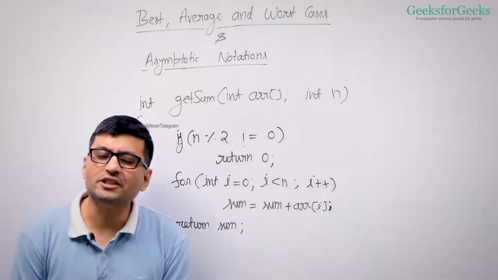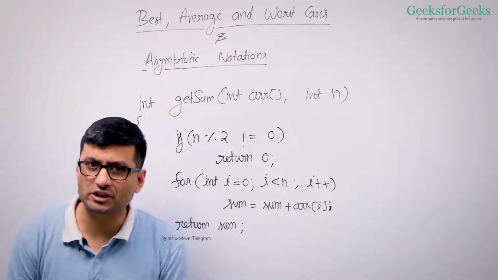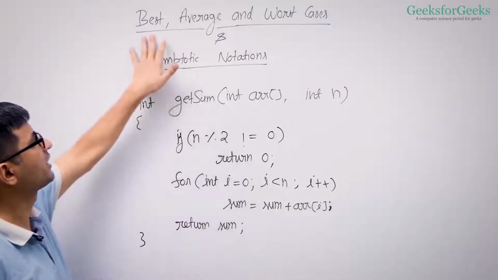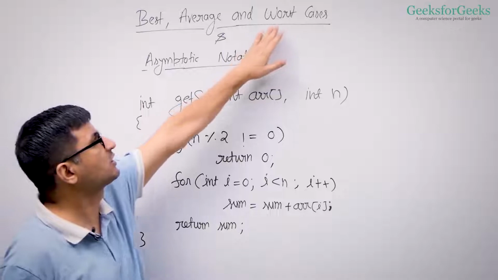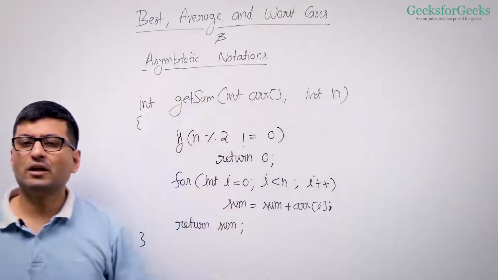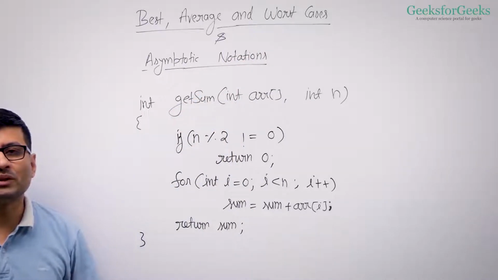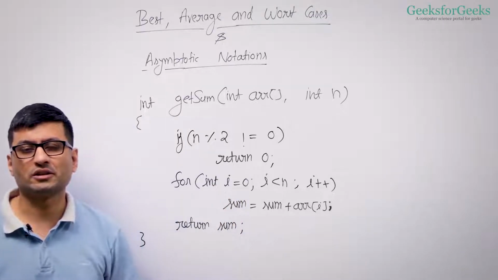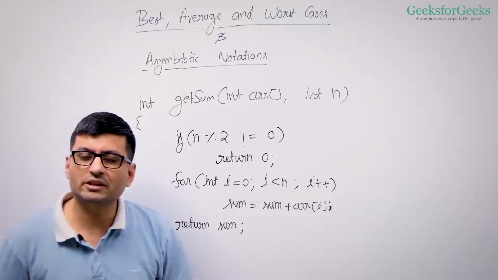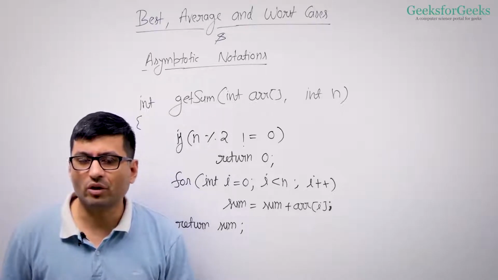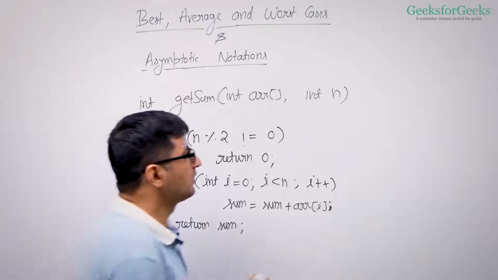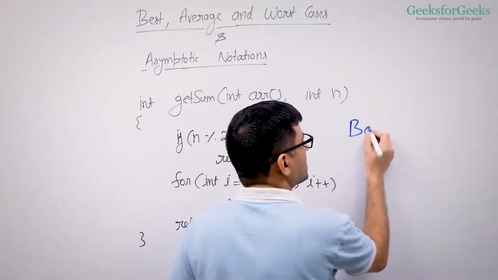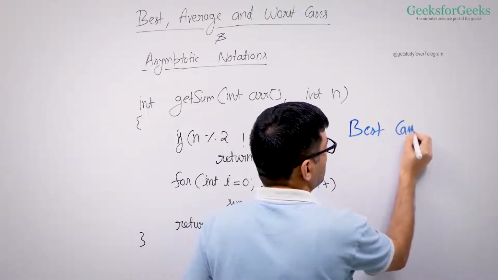We categorize these cases into 3 cases. One is called best case, one is called average case, and one is called worst case. Let's talk about best case time complexity or best case order of growth for this particular function. What will happen in the best case? In best case, n will be odd and it will take constant time. So order of growth for best case is constant.